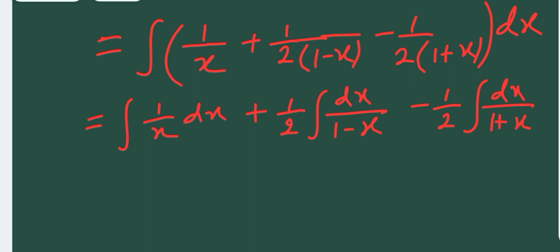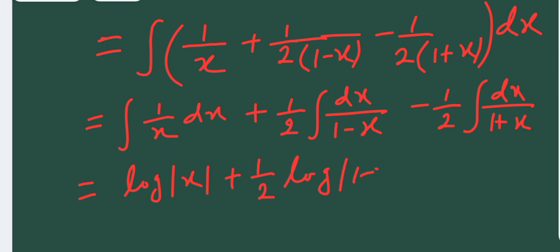So if I integrate, the integral of 1 upon x dx is log of mod x, plus half log of 1 minus x, and then minus half log of, here a minus will come because of 1 minus x, so minus 1 will come here, okay. So minus means this will become minus, okay, and this will be minus log 1 plus x, okay, and then plus c will come, okay.